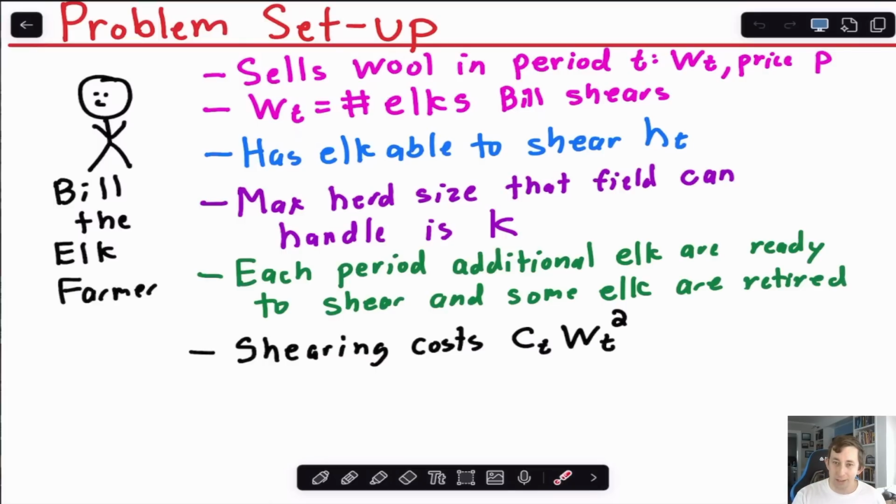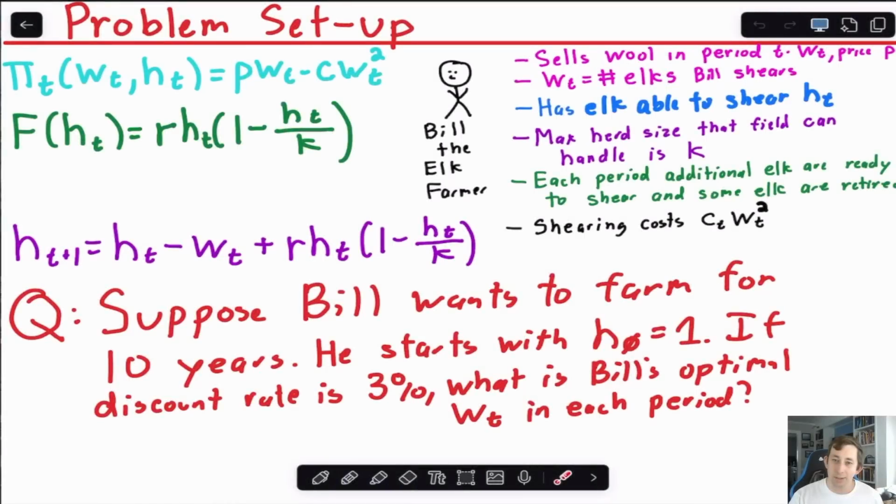And we're going to say that this shearing is costly to Bill. We're going to say that the cost is just going to be some number C times the amount of elk that Bill wants to shear, squared. Okay, so this is just the setup. And first we need to start thinking about the math. We'll just add some equations now.